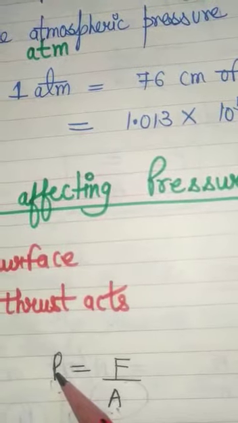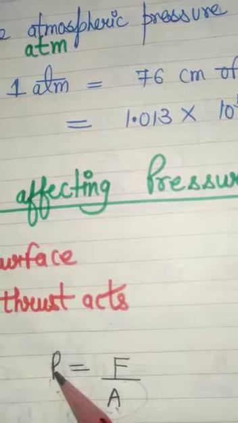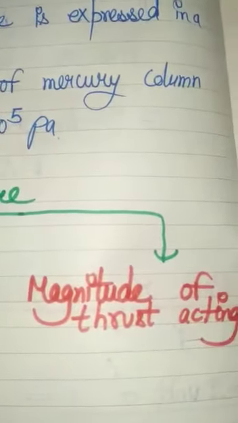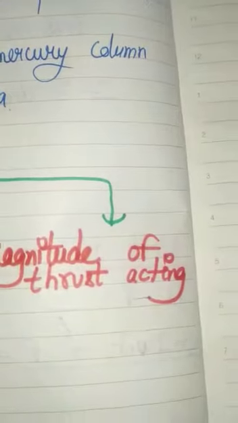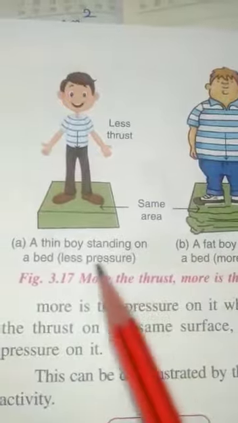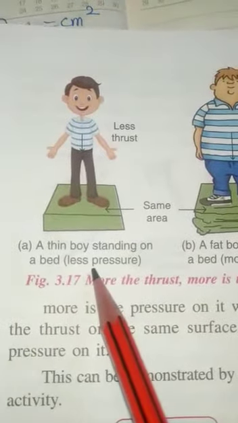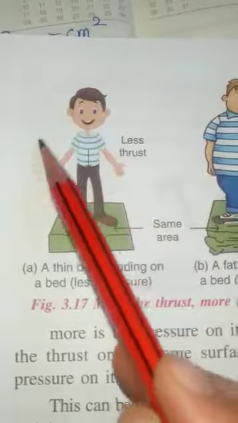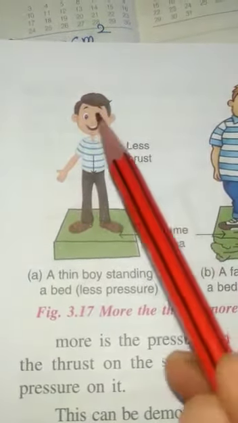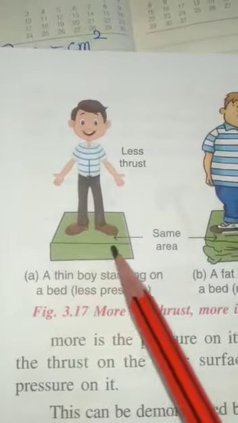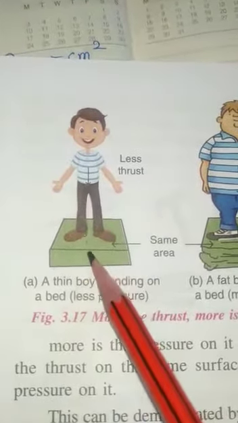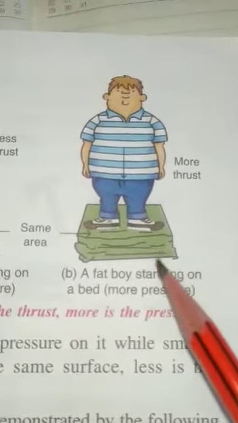Now second is how pressure is affected by the magnitude of the thrust acting. This you can understand with the help of an example. In this example, a thin boy is standing on a bed. Okay, because he is thin, his weight will be less. So less thrust will be applied by this boy on this surface area, so there will be less effect on this surface area. On the other hand, this is a fat boy.